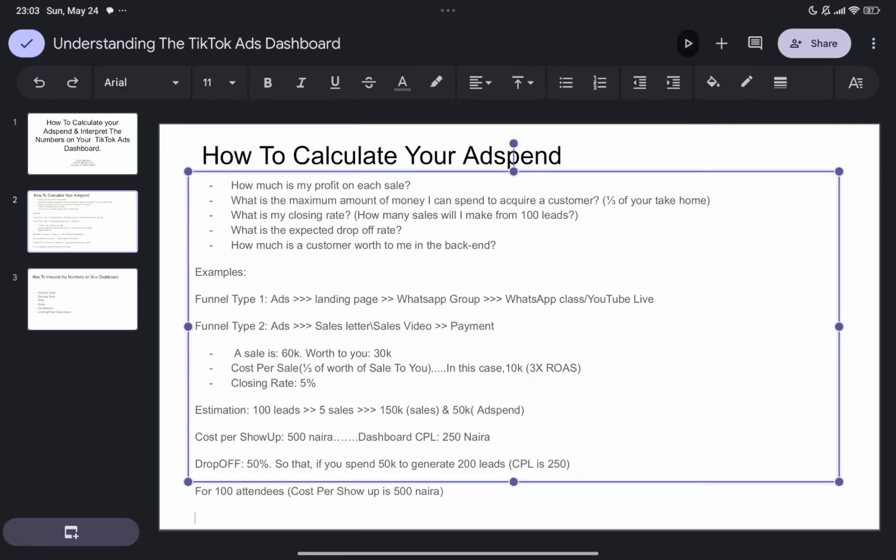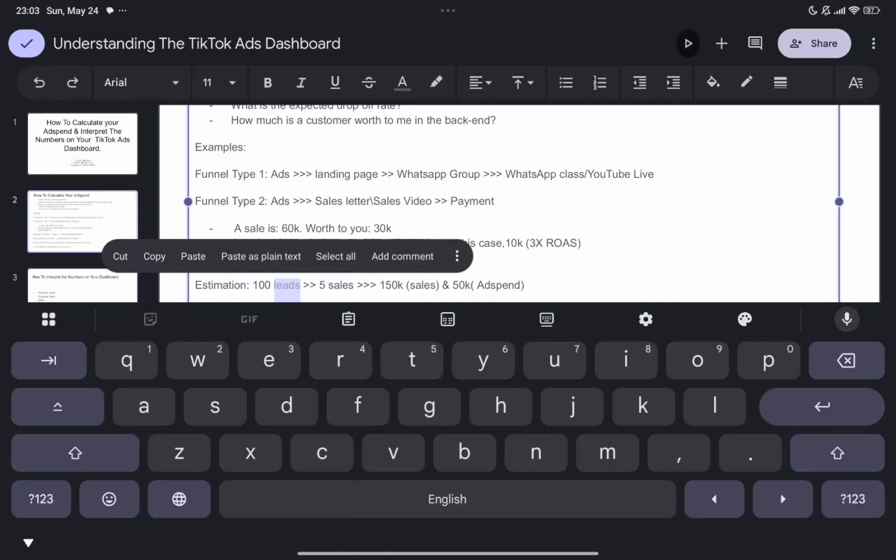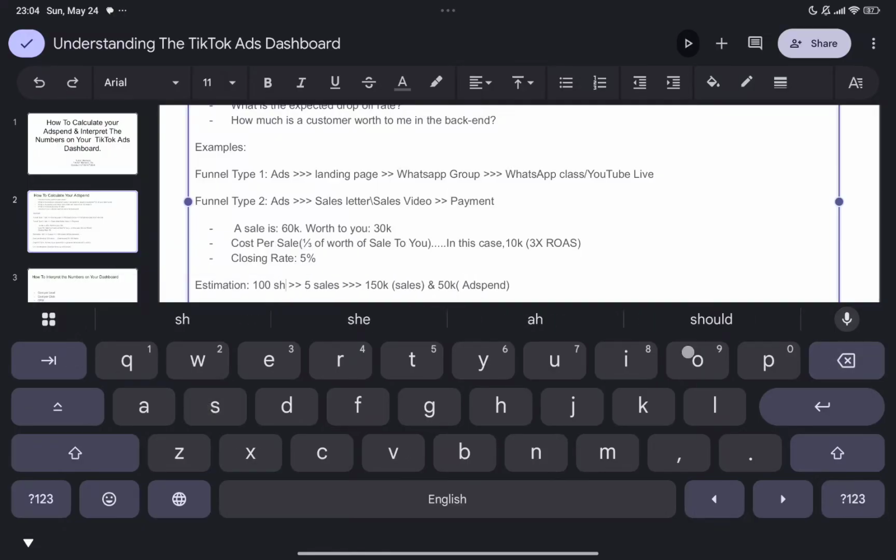So going by this calculation I've done, I will now come back here, which means if I'm spending 50,000 naira to generate 200 leads, from those 200 leads I will eventually have 100 attendees. Mind you, 100 attendees is what we have as our estimation here. So these will not be leads anymore, they will be 100 show ups.